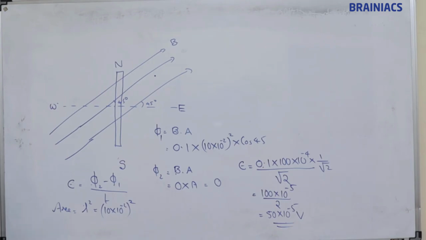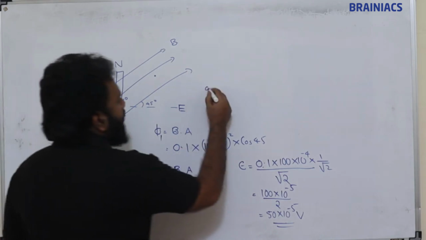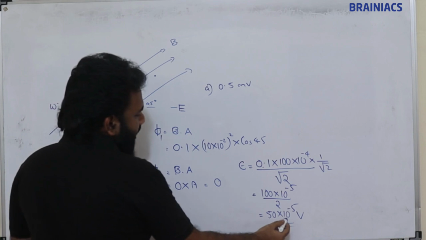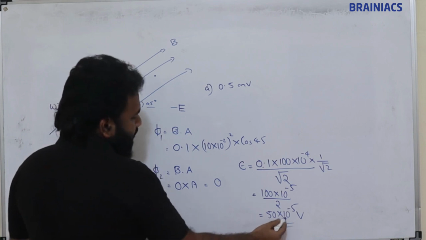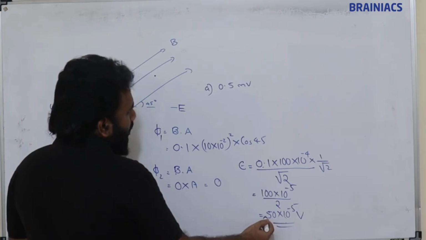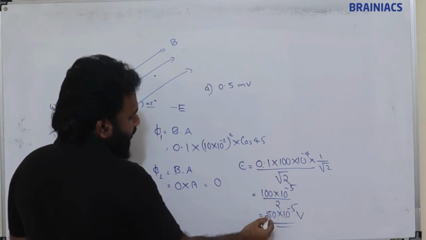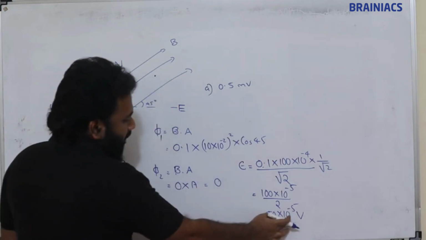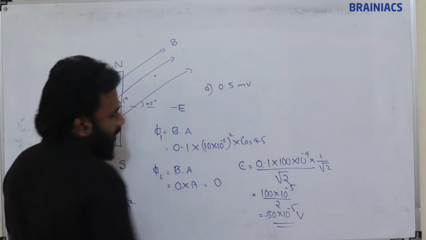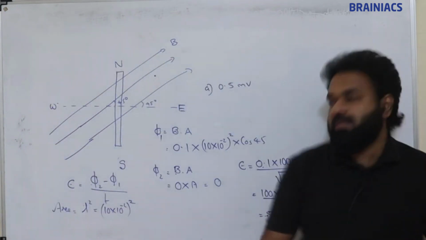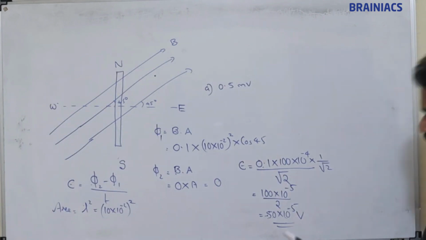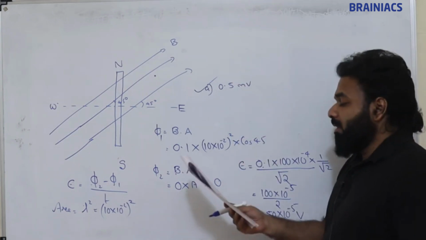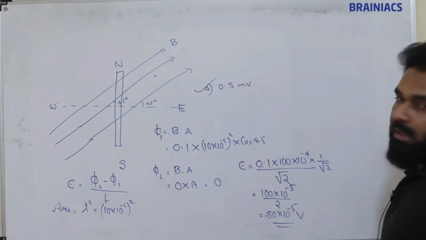0.5 millivolt is given as option A. So 10 raised to minus 3 if we take, this is going to be 0.5. If we take 50 into 10 raised to minus 5, this is correct. Okay, 0.5 millivolt is correct. So this is one answer. We can directly mark option A because none of the other options are giving this answer. No need to find the current.